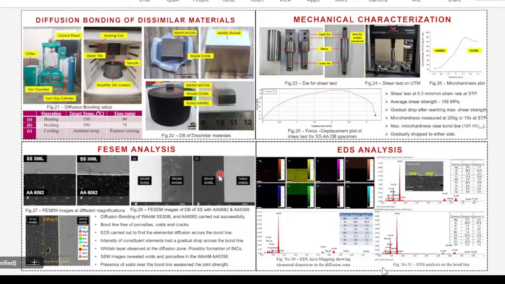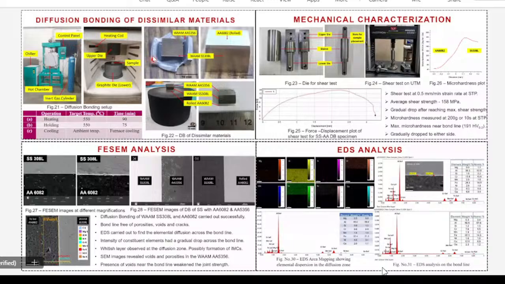You can see here WAAM stainless steel SS308L, and this is the aluminum side. And you can see this white portion, a whitish layer, observed at the diffusion zone. This is possibly the intermetallic compounds that have been deposited in the bond line. So the bond line is free of porosities, voids and cracks. That's why we have done the shear test, and the results are very promising.